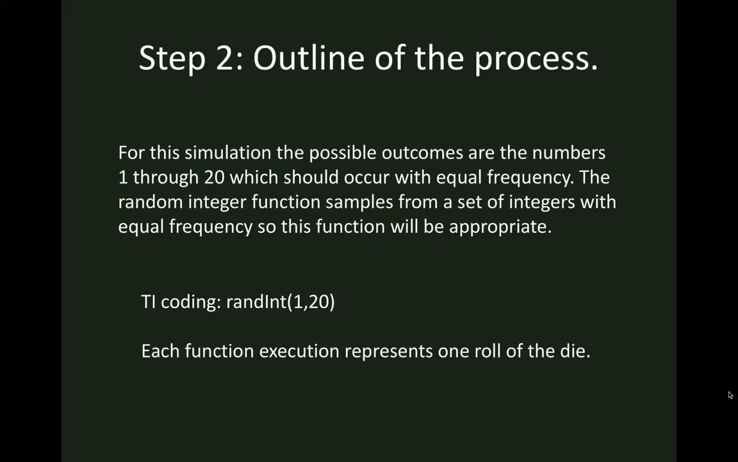So the second step is to outline the process. And for this simulation, the possible outcomes are the numbers 1 through 20, which should occur with equal frequency. The random integer function samples from a set of integers with equal frequency, so this function will be appropriate. And notice also I have specified the TI coding. I'm going to use random int 1, 20, closing the parentheses. Each of the function executions represents one roll of the die. So again, this is what you should be writing up for your homework for step 2, something like this.